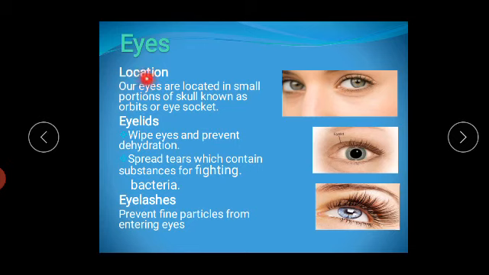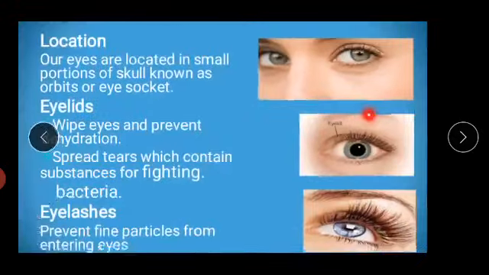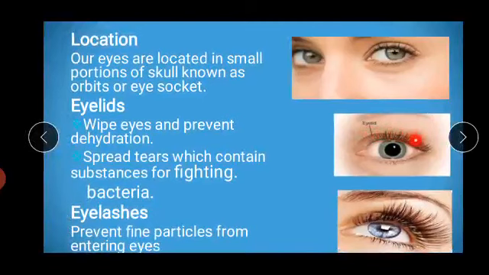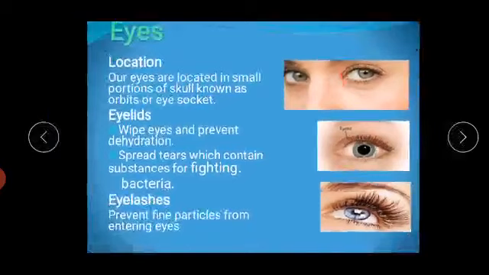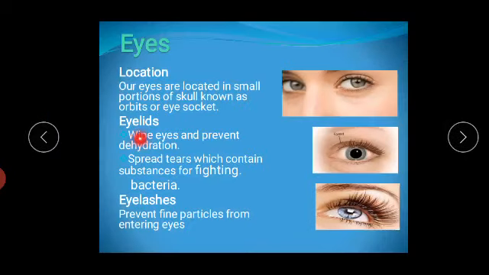First we see the location of the eye, where eyes are located on our face. Our eyes are located in small portions of the skull known as orbits or eye sockets. This is the eye socket, the portion of the skull where the eyes are located, called the socket of the eye or the orbit of the eye. Eyelids. You can see this portion is the eyelid that covers our eye. And what is the function of the eyelids? It wipes our eyes and prevents dehydration, and spreads tears which contain substances for fighting bacteria. Eyelashes prevent fine particles from entering our eyes.